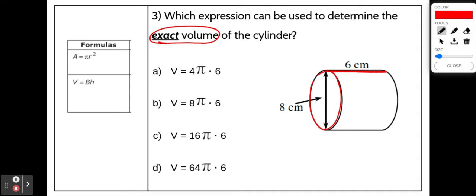So let's start off by finding volume by writing our volume formula. Volume equals big base times the height, area of the base times the height.